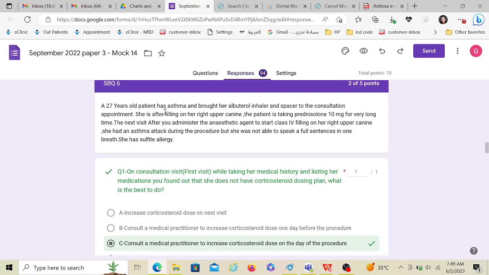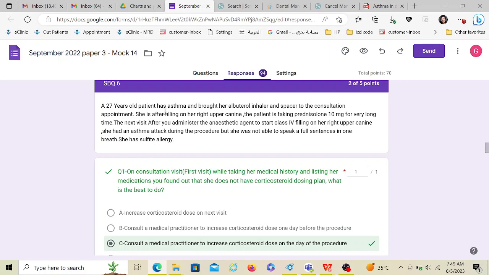A 27-year-old patient has asthma, and this is her first visit. She brought her albuterol inhaler and spacer to the consultation appointment. She would like to have a filling on her right upper canine. The patient is taking prednisolone 10 milligram for a very long time. Prednisolone is a steroid and 10 milligram is quite a dose. That means she might be immunosuppressed, and for any big procedure we might have to double her dose.